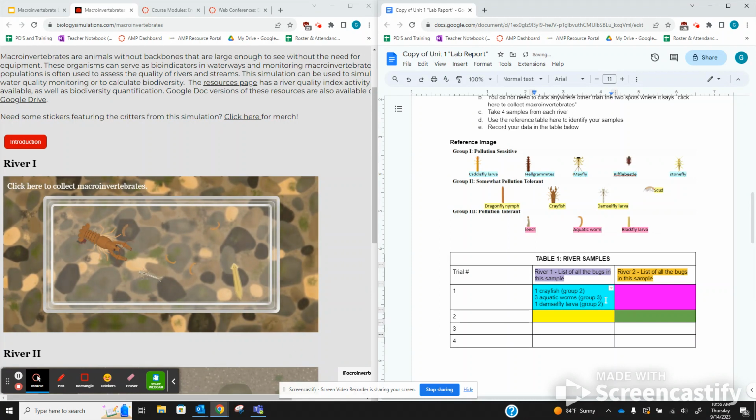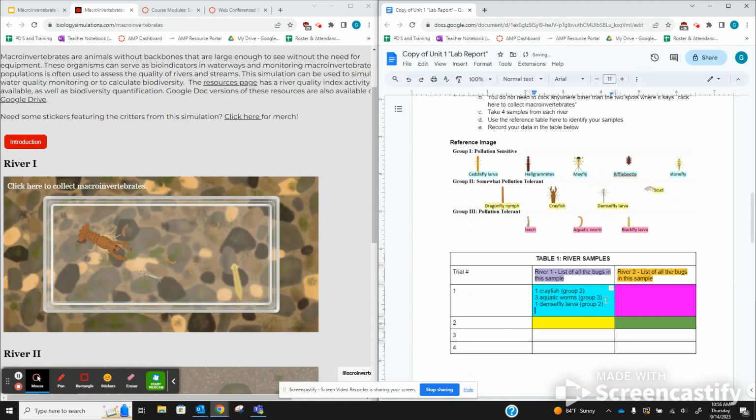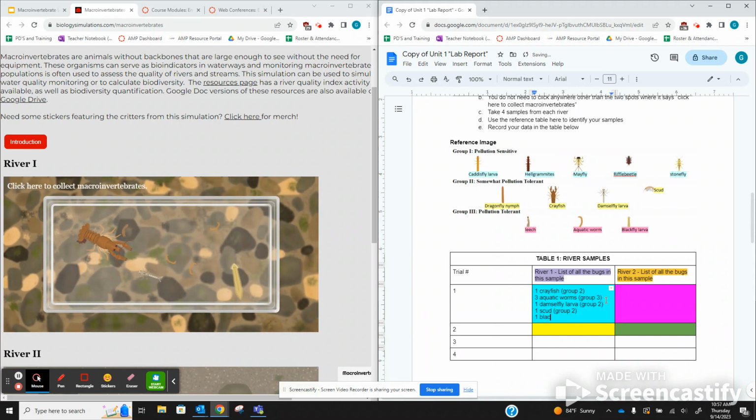And you don't have to put these parentheses in. It's just going to make my life easier when I get into the next part. And I see 1 scud. I think that's a funny word. Okay, group 2. Oh, and I have also a black fly larva. Almost missed him. Okay, that's everybody. All right, next in river 1.